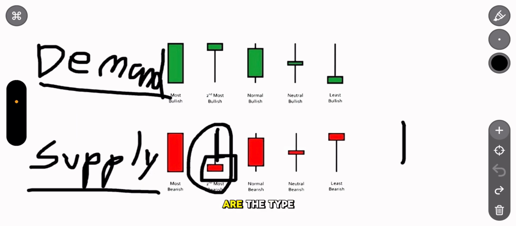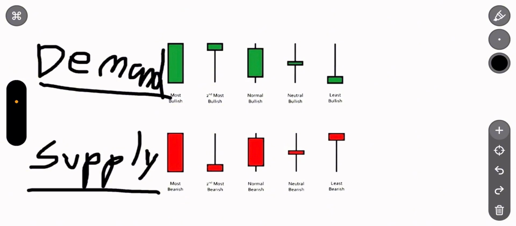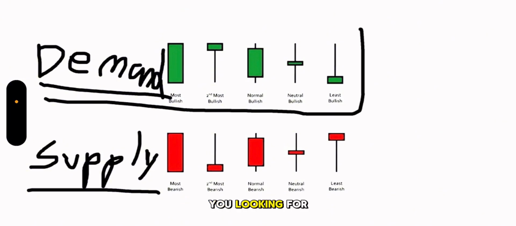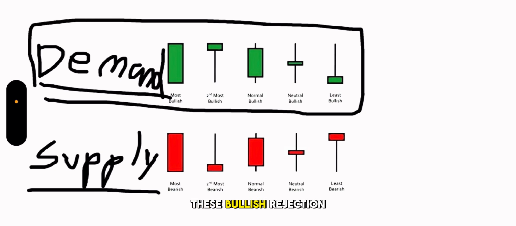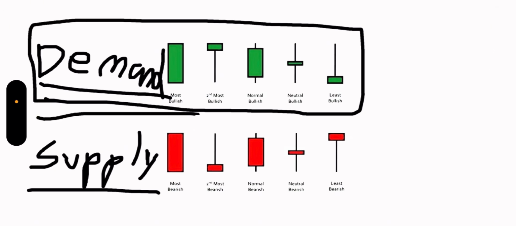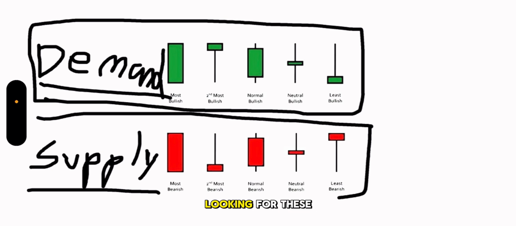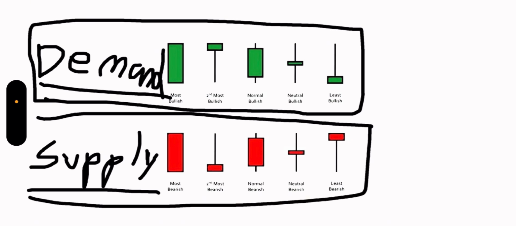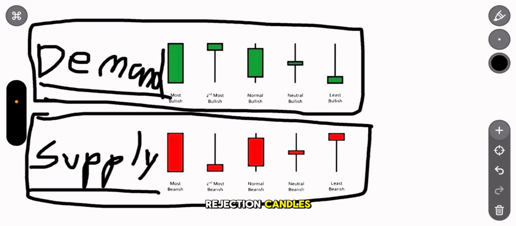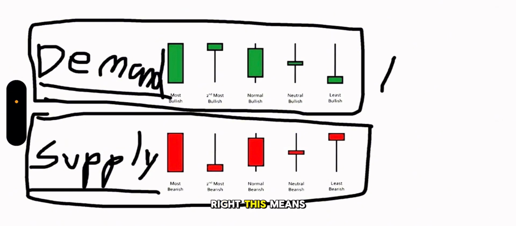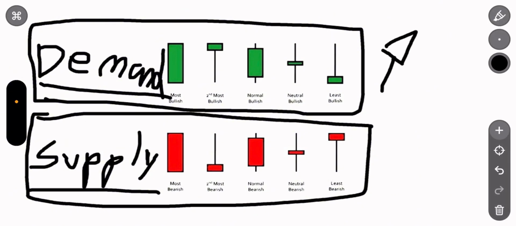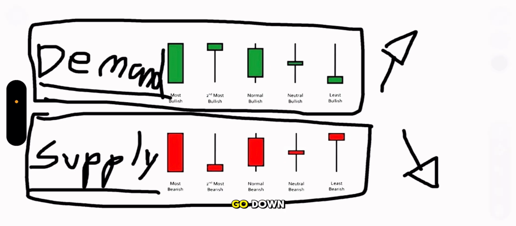right? And these are the type of rejection candles that we're looking for. Keep that in mind. For demand, you're looking for these bullish rejection candles. For supply, you're looking for these bearish rejection candles, right? This means price is going to go up, and this means price is going to go down.